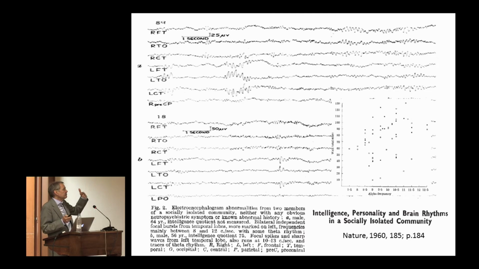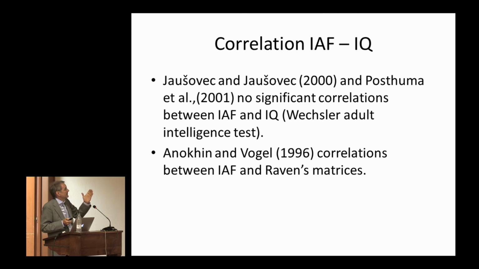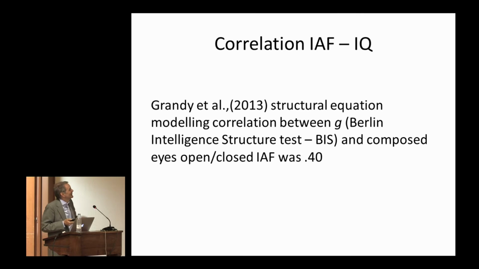Then you have the studies which were done later, two of which found no relation with intelligence. And then you have two studies where there were some relations. This is the Anokhin and Vogel study, which was done, I think, in Germany on military service officers, about 100, all male. They found positive correlations with Raven's matrices and some other German-based intelligence tests, probably similar to the Wechsler.